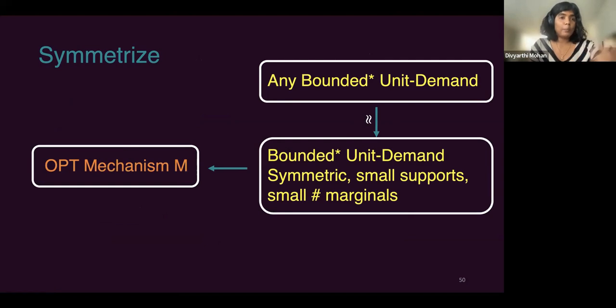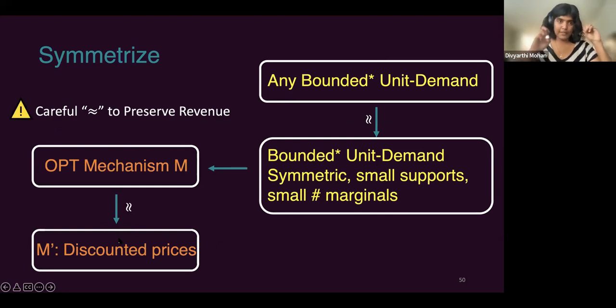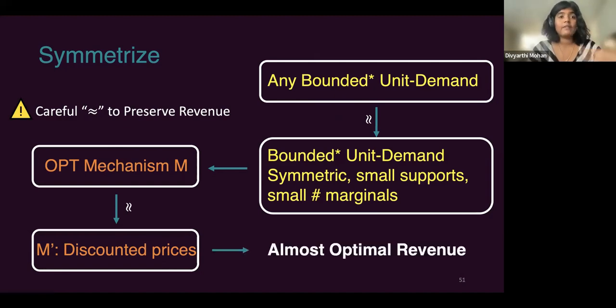And then to preserve the revenue, we do another careful transformation to go from this mechanism to a closed mechanism so that the revenue is preserved. So we do a careful transformation from the distribution to the closed symmetric distribution. And then we do a careful transformation again from this opt mechanism for the symmetric distribution to the mechanism that we are actually going to use for the original bounded distribution. And we show that this preserves the revenue and we can get almost optimal revenue in quasi-polynomial time.